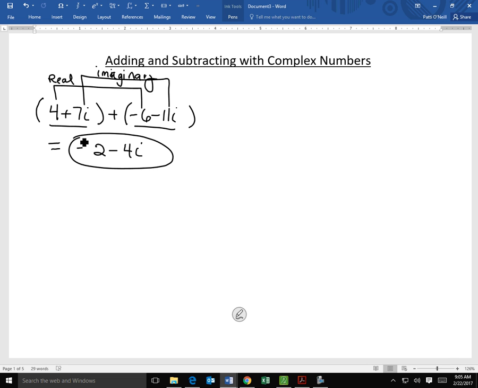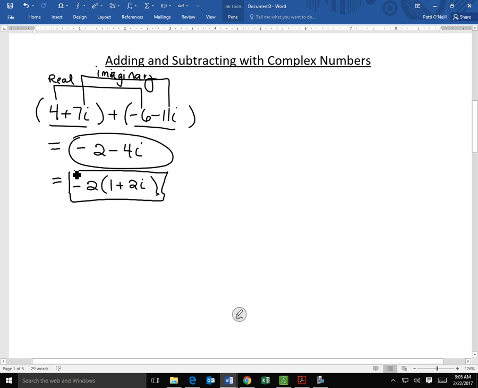If you feel like really dazzling me or you want to extend your answer, you could look for a greatest common factor in this and pull it out. -2 is common to both of the terms in that complex number, which means if I pull it out, I'm going to have a +1 plus 2i left over. So this is a factored form of that final answer, which would be good practice to get into. I'm not going to require that you do it, but it would be good practice to at least try. I will grade you on getting to this point.